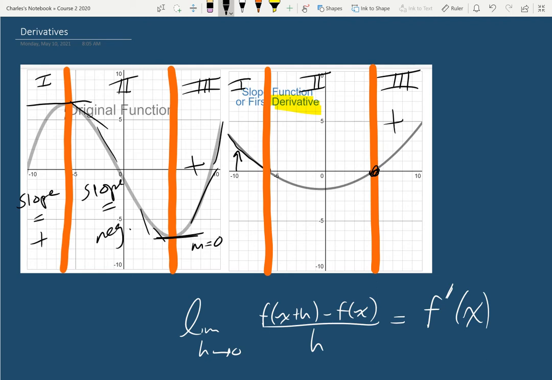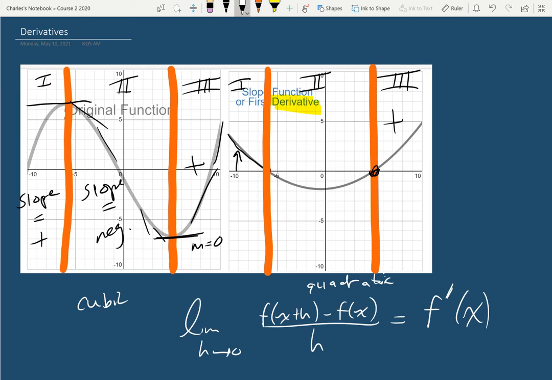here is positive. Another thing you might notice is that this looks like a cubic function, and this looks like a quadratic function. And that is not a coincidence. That's what happens when you go down the derivative line. Your power goes down by 1. I'll show you how that works analytically in just a second.